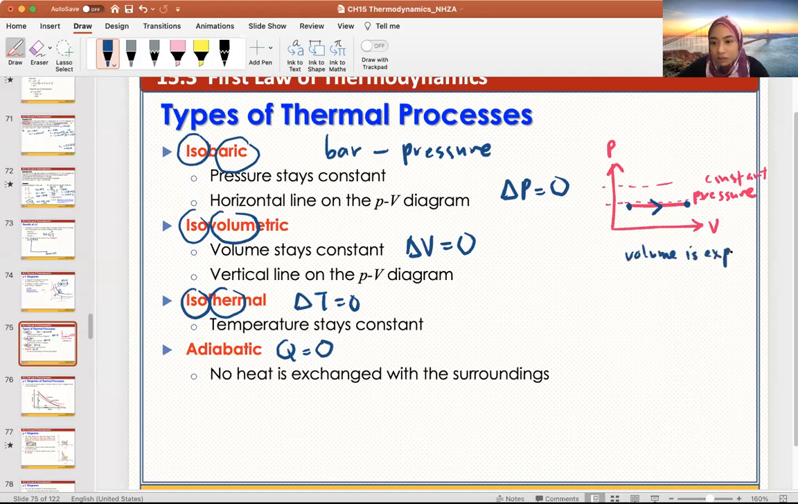And that means negative work done. I am doing negative work. My system is doing negative work. It is losing energy. So how do I calculate the work done using a PV diagram?